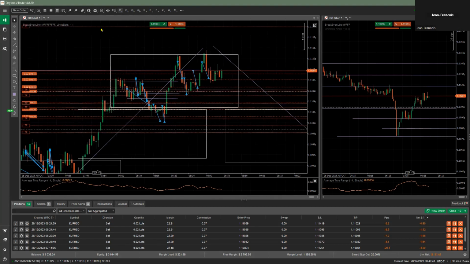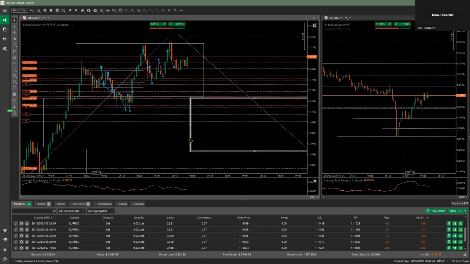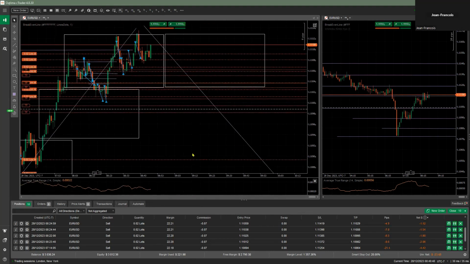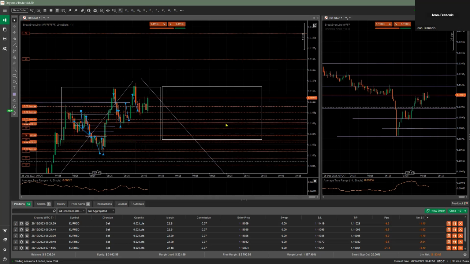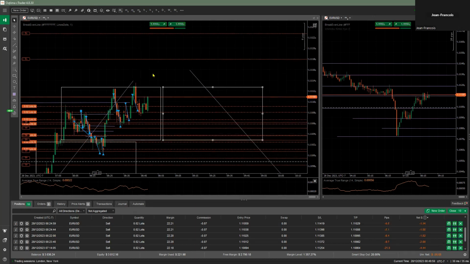Notice how we're holding up in that upper box. Right, so I'm expecting something like this, right? Maybe we go sideways. Maybe we go up a little bit and then roll over, right? Anything can happen, but we're ready. That's the best part.